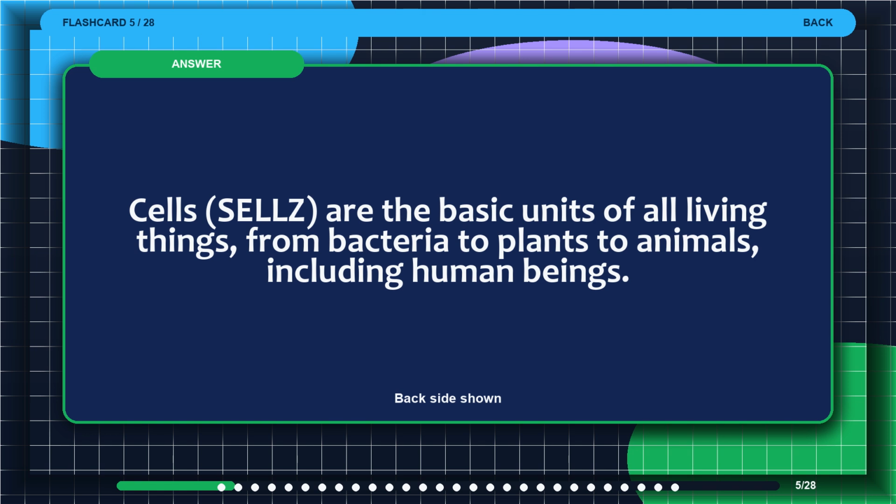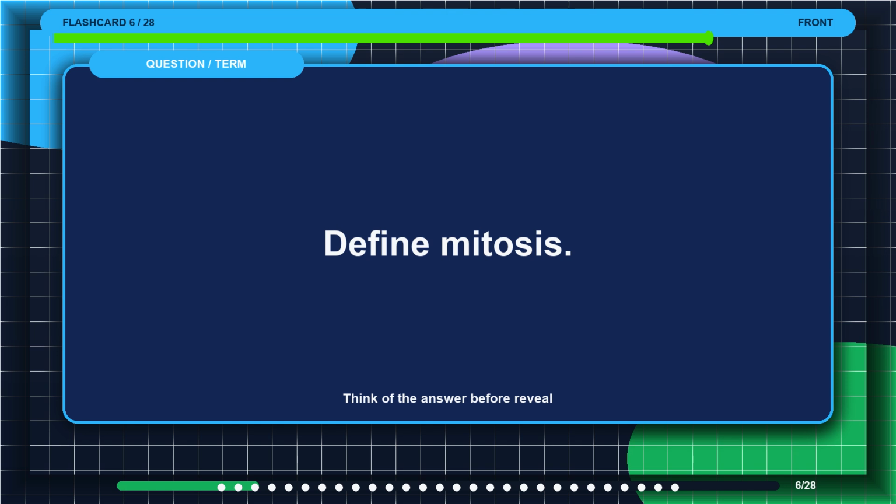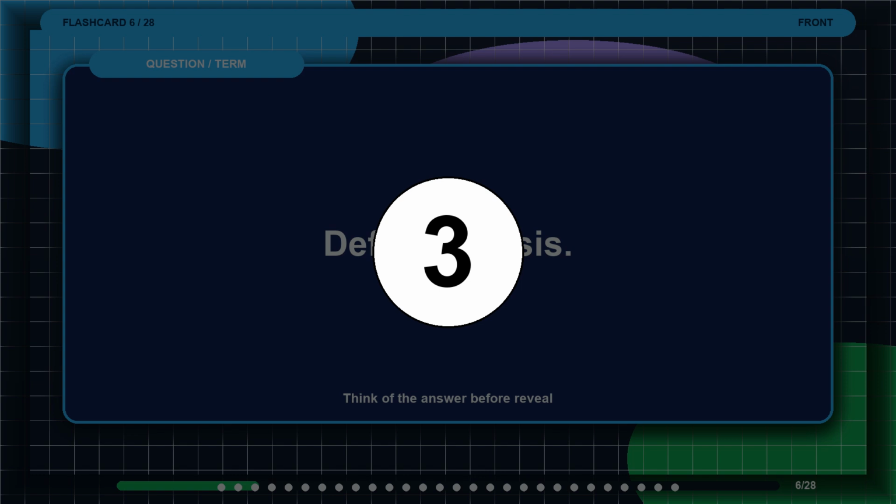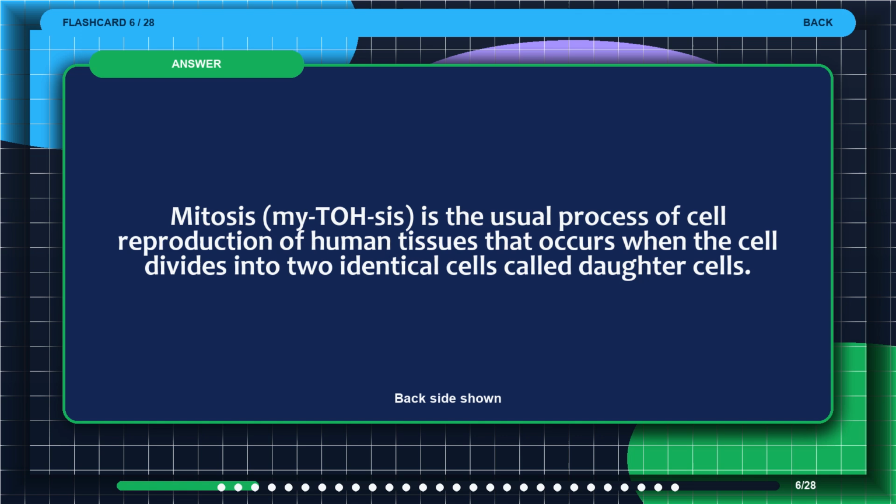Flashcard 6. Define mitosis. Pause and think of the answer before the reveal. The answer is mitosis. Mitosis is the usual process of cell reproduction of human tissues that occurs when the cell divides into two identical cells called daughter cells.